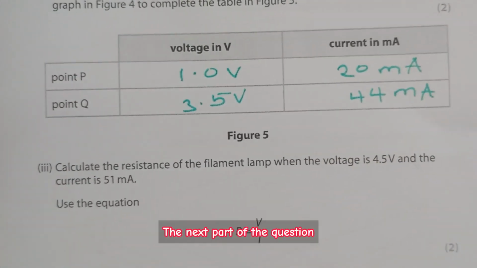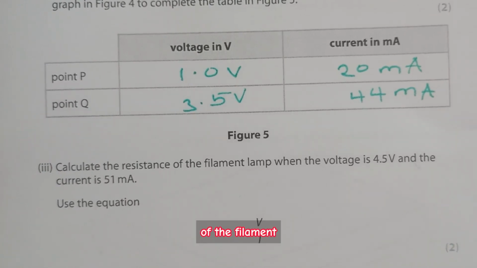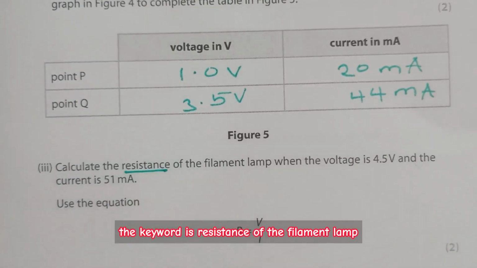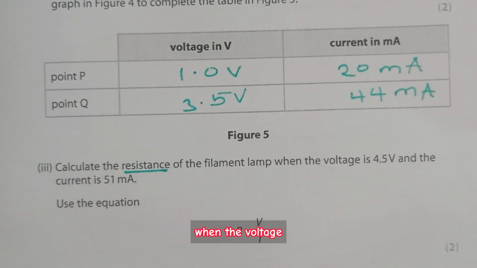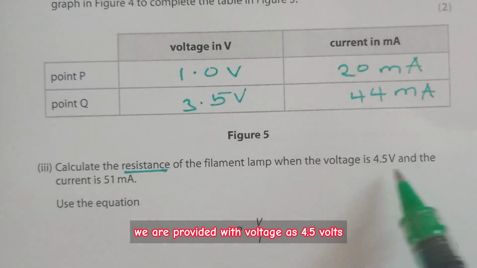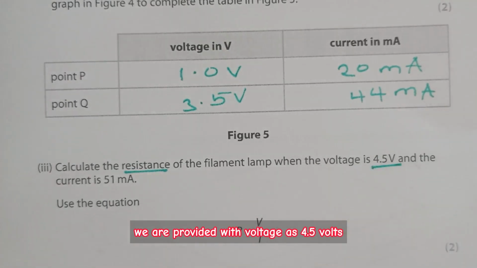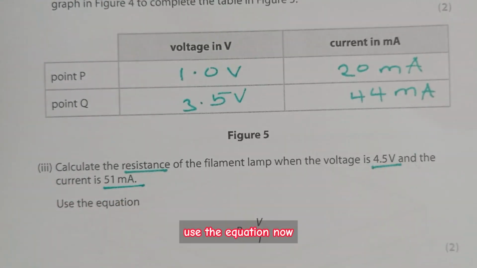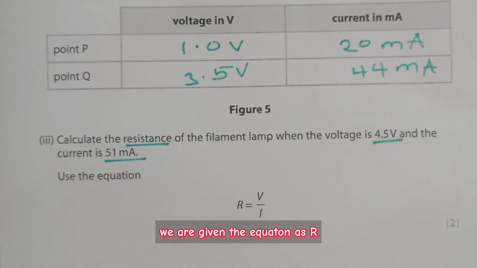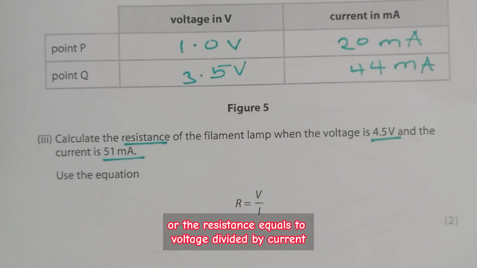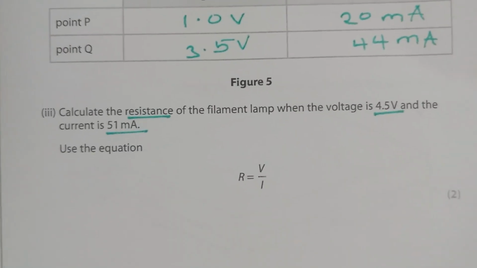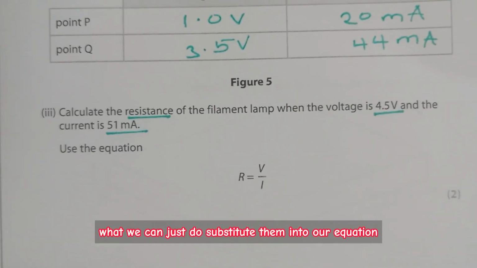The next part of the question requires us to calculate the resistance of the filament lamp when the voltage is 4.5 volts and the current is 51 milliamperes. Use the equation. We are given the equation as R, the resistance, equals voltage divided by current. Since we already have the values, we can just substitute them into our equation.